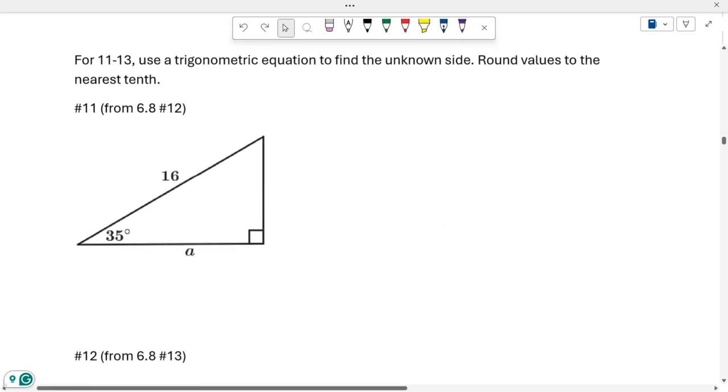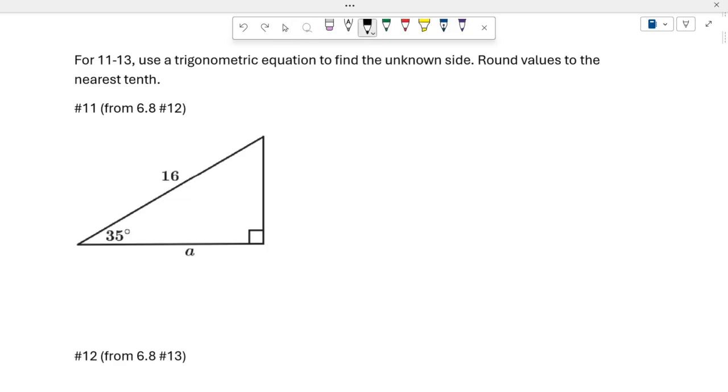All right, number 11. For 11 through 13, use a trig equation to find the unknown side. Round values to the nearest tenth.